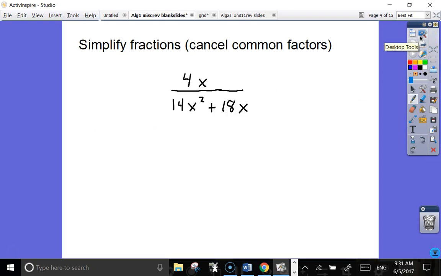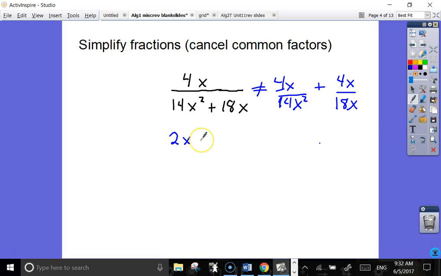If there's more than one term in the denominator, that does not equal 4x over 14x squared plus 4x over 18x. That is not the same thing. So in this case, all we really can do is find that common factor. Okay, what does it look like the common factor will be for all three of those terms? 2x, all right? So if I take out 2x from the numerator, what's the other factor?